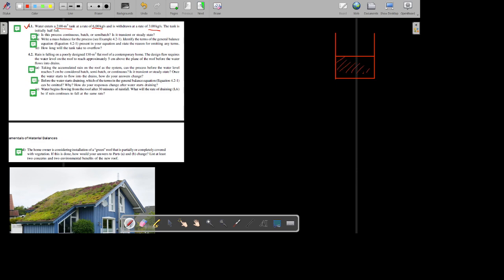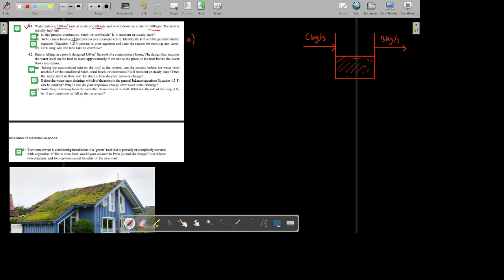This is our water, and water is entering at a rate of 6 kg per second, and we are removing some water also. We are removing water at a rate of 3 kg per second. You can see here the input rate is higher than the output rate, so obviously some water is going to accumulate within the tank. We'll see that later. Now let's move to part A of the question.